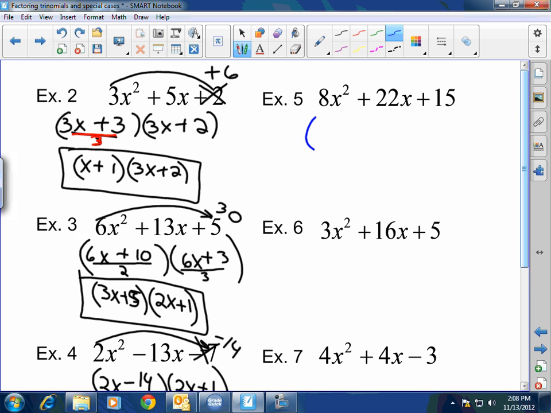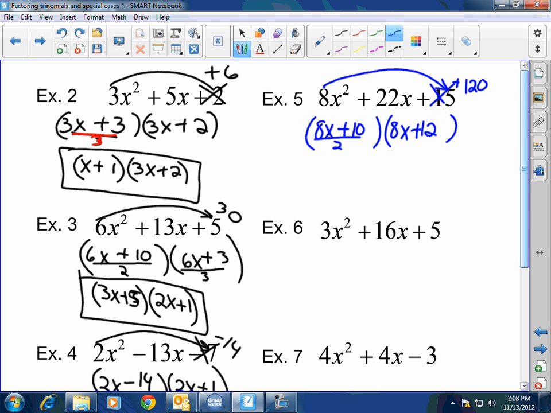Okay, I'm going to have a little bit bigger numbers, but that's okay. 8x and 8x. What's 8 times 15? That's exactly right. That's 120. Now, here's the big one. What times what is 120, but when added together is 22? Oh, I know. I got it. 12 and 10. 10 plus 12. Very good. 10 and 12. Okay, so I'm going to artificial factor from here a 2. So I get 4x plus 5. I'm going to artificial factor from here a 4. So I'm going to get 2x plus 3.